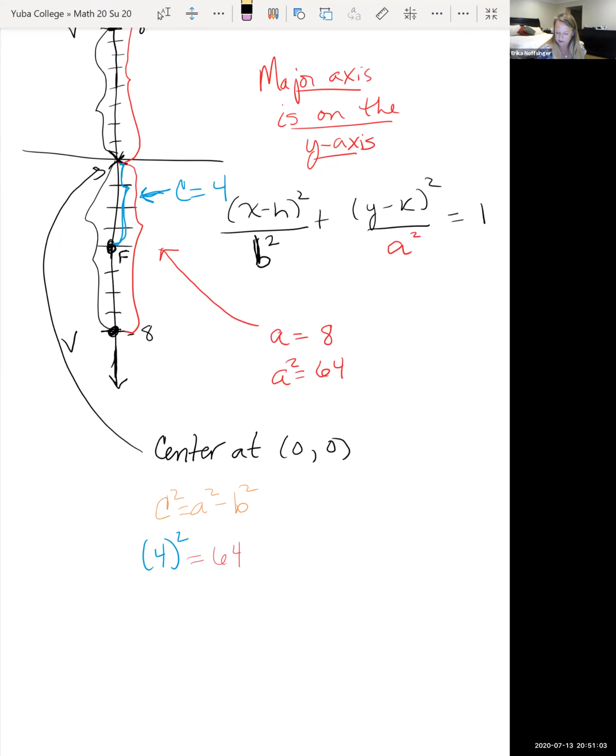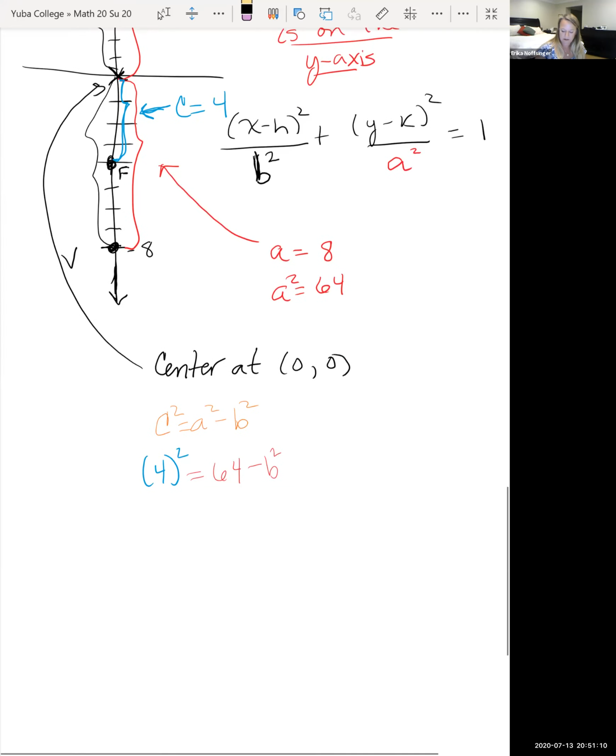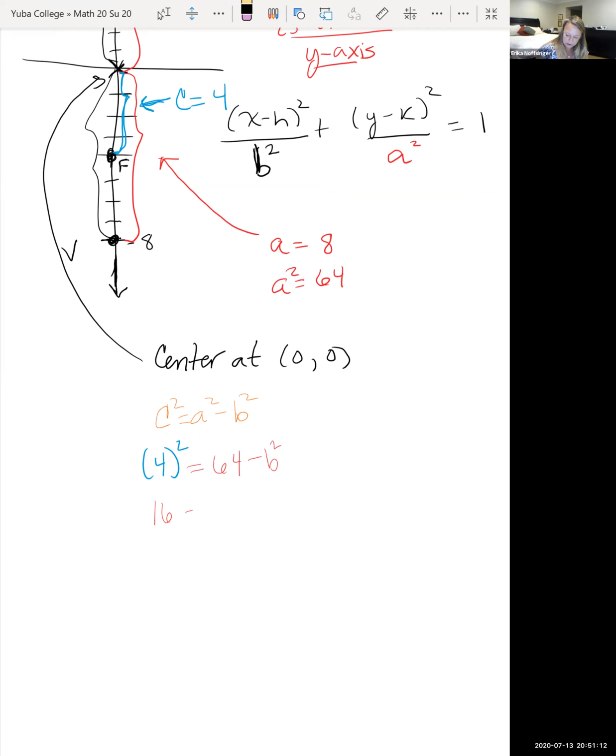Minus B squared, which we're trying to find. So 16 equals 64 minus B squared. If I subtract 64 on both sides to get B by itself, I can use my square root method. So what do I get? 64 minus 16. 48 is equal to B squared.